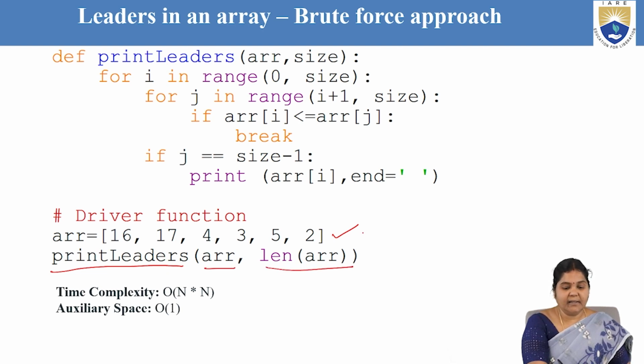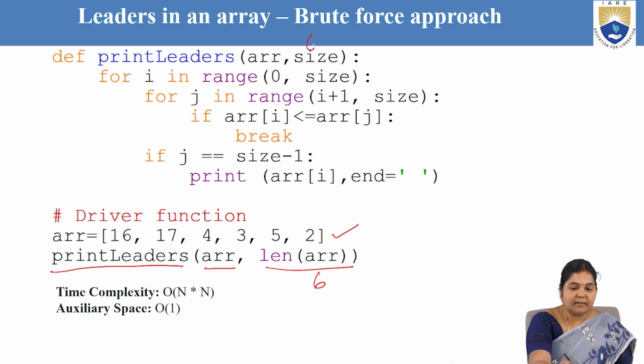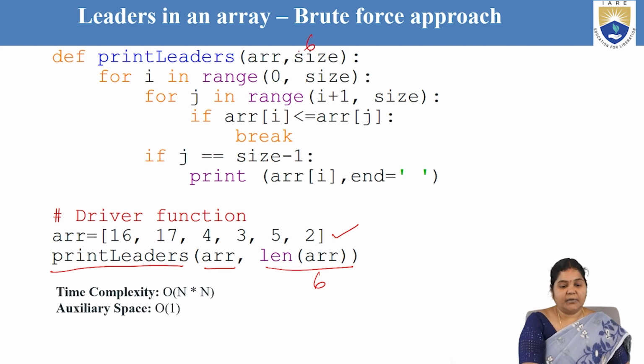What is the length of the array? The length of the array is 6, and the array and the length we are passing. So here the size is 6 and the array we have passed. What we will do is compare the first element with its next elements. If there is a bigger element, then that cannot be a leader. If all the rightmost elements are smaller, then that element will be a leader.